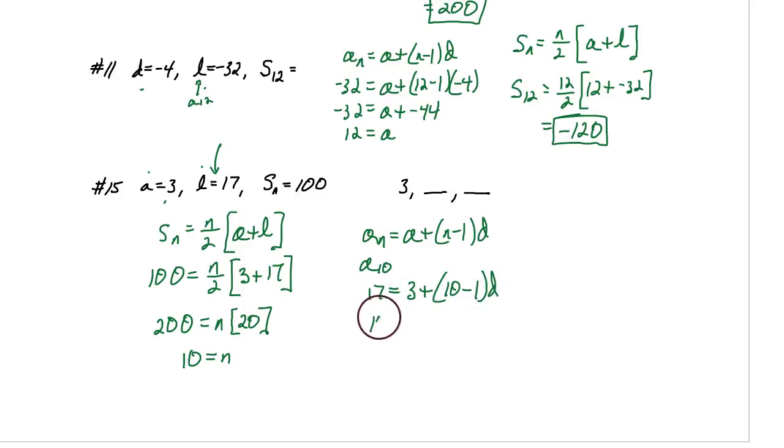Now solve for D. 17 minus 3 is 14 equals 9D. And divide by 9 on both sides. As a mixed number, this is 1 and 5/9. That's what you add to go from term to term. So this one is 4 and 5/9. And the next one is going to be 6 and 1/9.